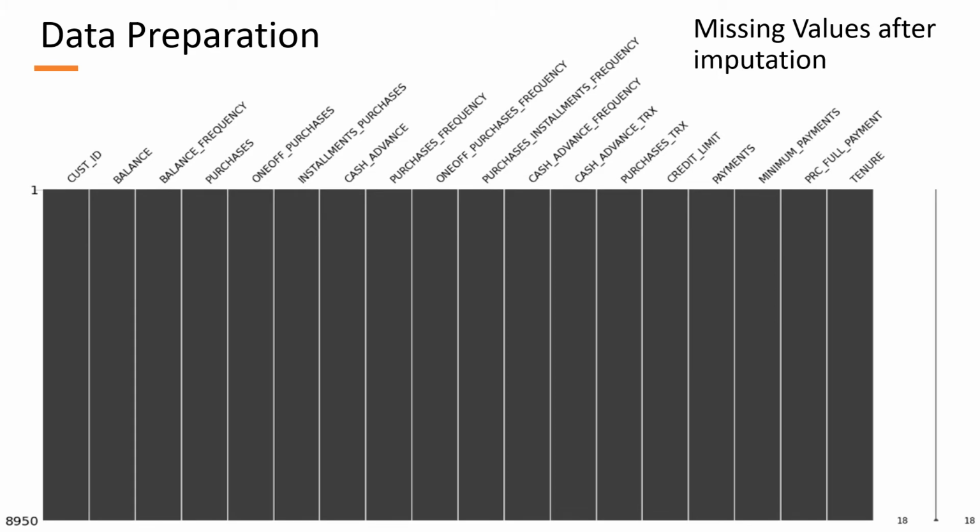As you can see, once the missing values for all features were imputed, we dropped the customer ID column on the far left from the dataset. The customer ID is an arbitrary number assigned to the customer and has no relationship to the remaining attributes.